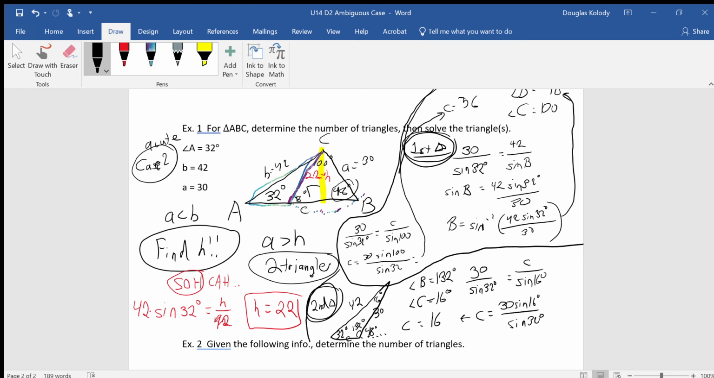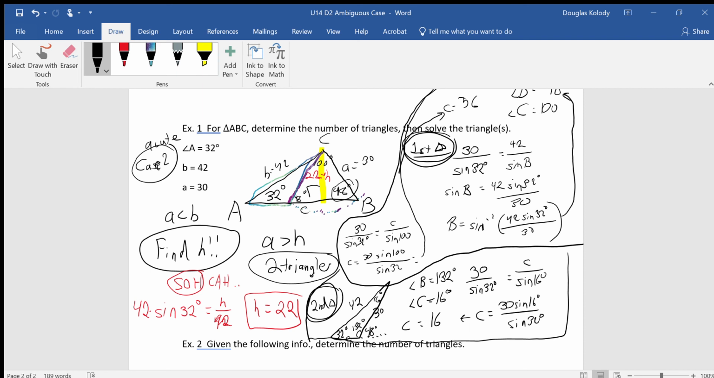Well, that's coincidental, right? Yes, that is coincidental. Angle C is 16 degrees and side C is 16. That doesn't always happen. But I just wanted to make sure that you understand that's what's up. So we did all that work and we got our answers right there.